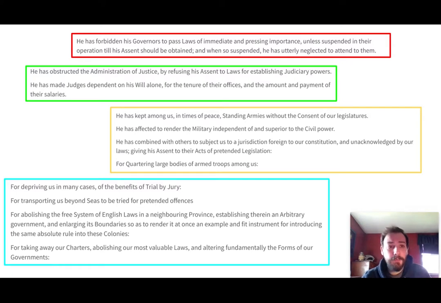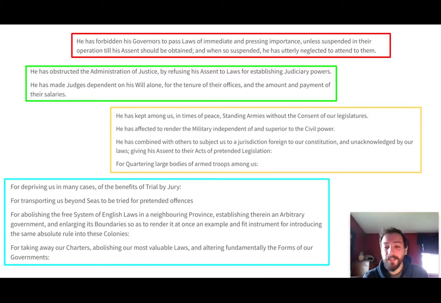Next one, green box. The judges are wholly dependent on the king. That is not a system that's going to work because they're just reflecting what the king wants. And again, ultimate authority rests with him. They're going to have a big problem with that. Yellow box.